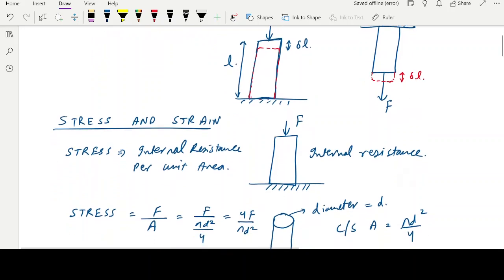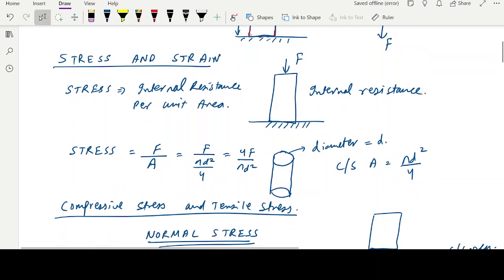Moving ahead, we'll be learning about stress and strain. A stress is a result of the internal resistance that is produced due to the external force applied on the body. Here you can see a force F is being applied on this bar. This force F causes an internal resistance to be produced inside the body, which tries to resist the application of this force. So this internal resistance per unit area is known as stress.